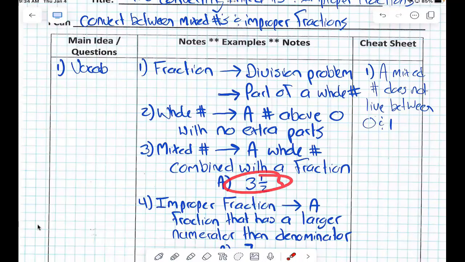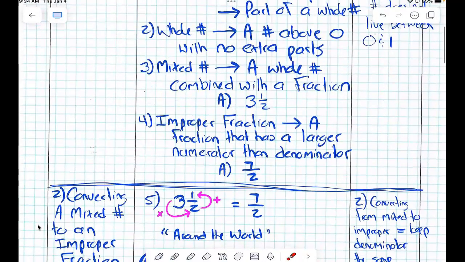Is this a mixed number? Yes. Improper fractions, there's something wrong with it. Tell me what is wrong. Raise your hand on this one. Tell me what is wrong with an improper fraction. Really loud, Bobby. The numerator is bigger than the denominator. Yeah, the numerator is bigger than the denominator. Improper fractions have a bigger numerator than denominator.